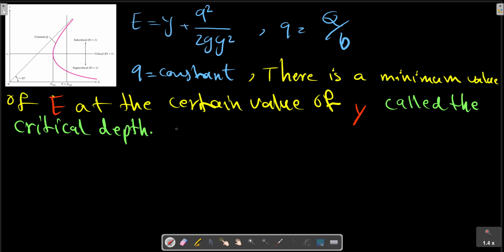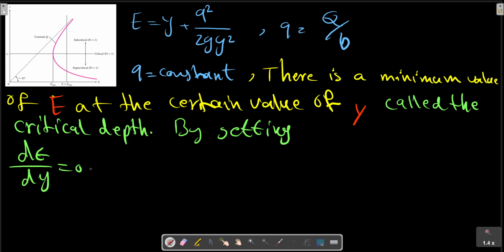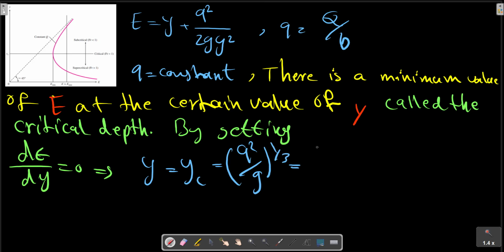By setting dE/dy equal to zero, we can calculate y equals the cube root of q squared over g, the critical depth in the rectangular channel as a function of volume flow and geometry. We can also derive a relation for the associated minimum energy for this critical depth.